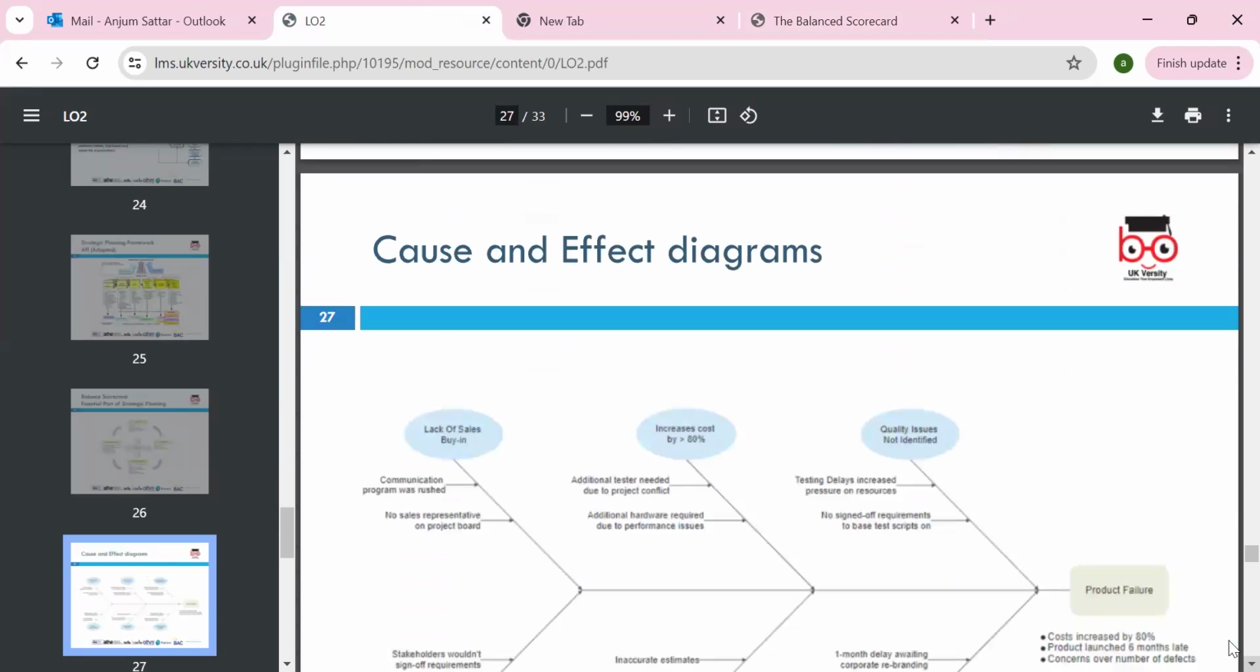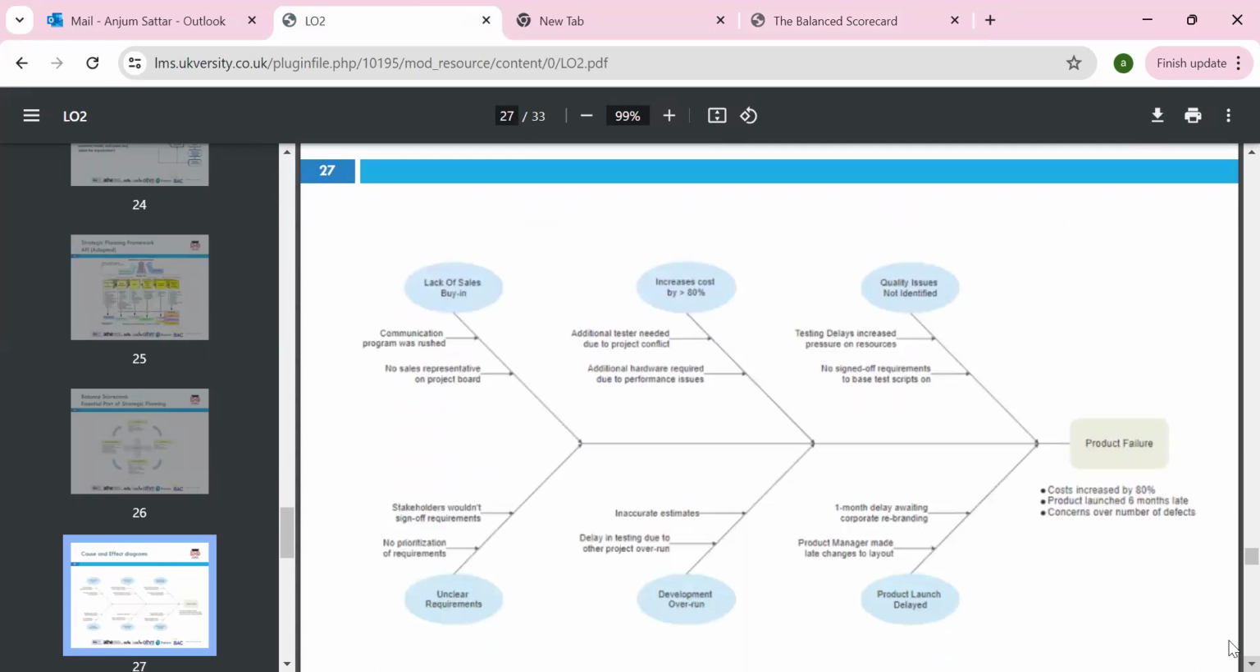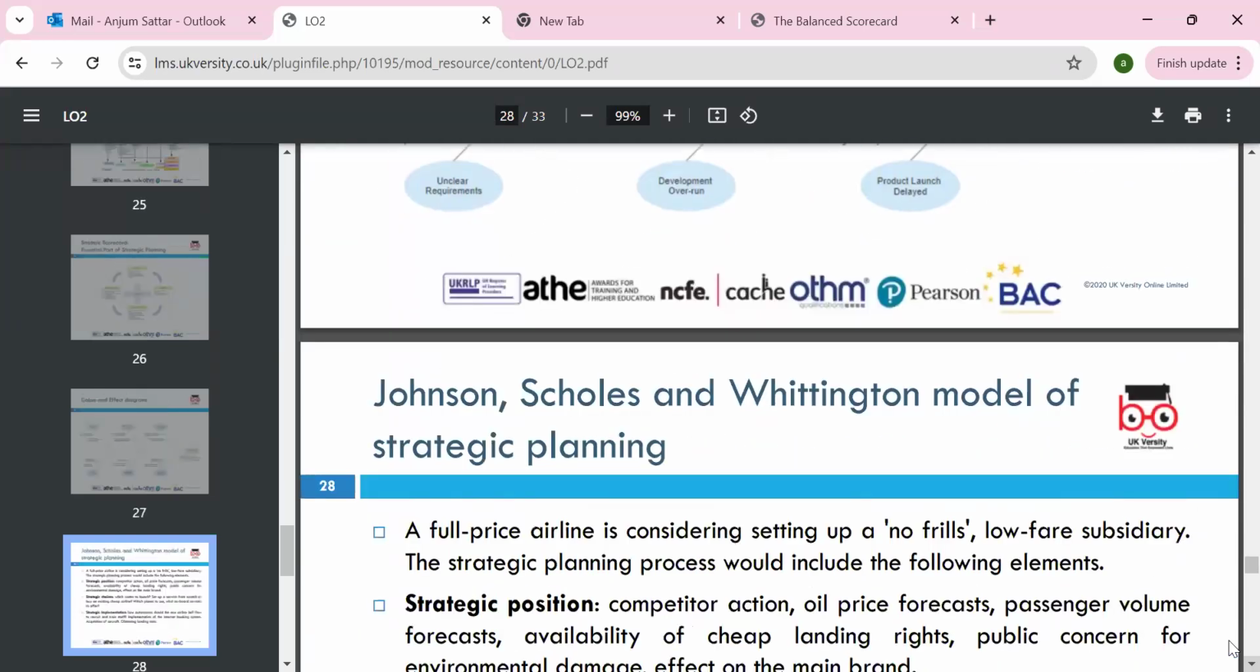Cause and effect model, which is a fishbone diagram, is always looking at what cause you have, what the effect will be, what action we will take, and what the effect will be. So lack of sales buy-in, unclear requirements, we can look at increased cost, what the development quality is, and if not, what the effect will be if we're not caring about the customer.